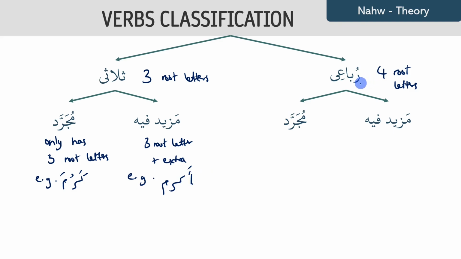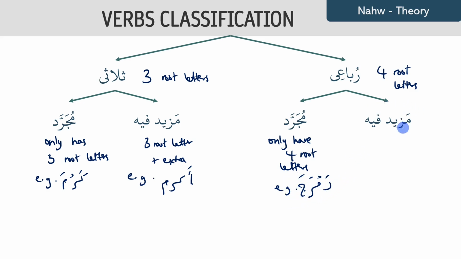Moving on to the rubai, you have some verbs which are rubai mujarrad, so they only have 4 root letters. For example, dahraja, and this is not common at all. If you were to look up in the dictionary the meaning of dahraja, you won't be able to find it under haraja or dahara. You'd have to look at dahraja, 4 root letters.